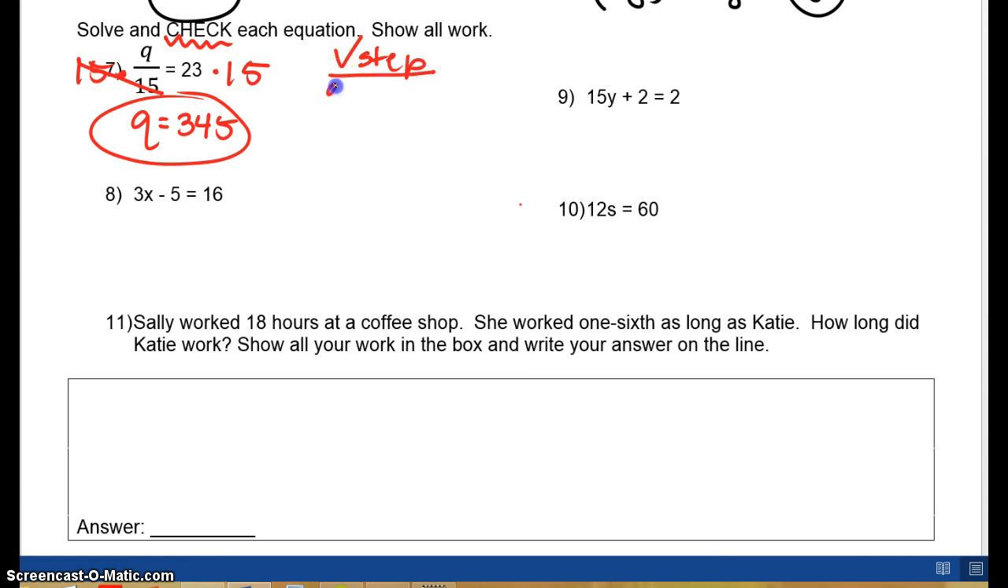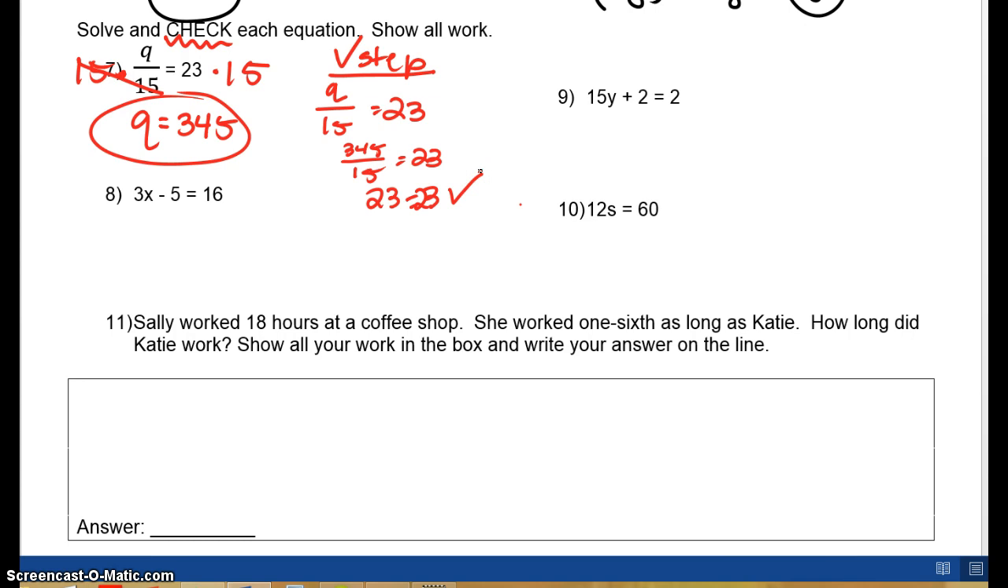Our first step is to copy down the original problem, q over 15 equaling 23. Then we take that next step, plug in what we got for our variable, 345 over 15 equals 23. And 345 divided by 15 is 23, so we have 23 equaling 23. And that shows us that we are correct, so I can put a little check there.